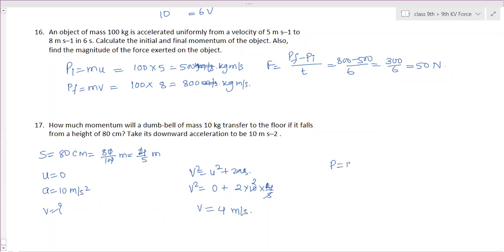Momentum p is equal to m into v, 10 into 4, 40 kg meter per second. Okay, ma'am.